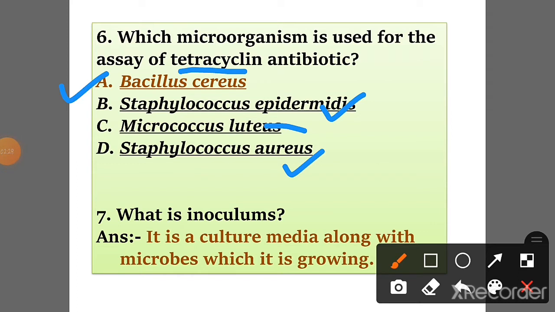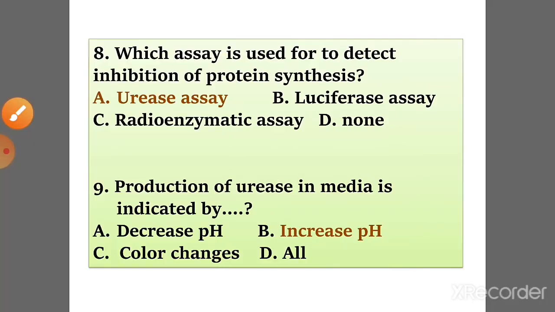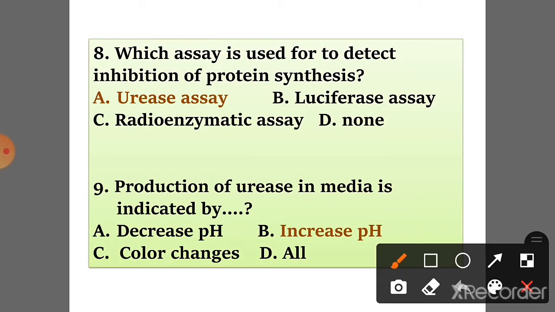Question 7. What is inoculum? It is a culture media along with the microbes which are growing in it. Question 8. Which assay is used to detect inhibition of protein synthesis? Option A, urease assay. Question 9. Production of urease in media is indicated by option B, increase in pH.